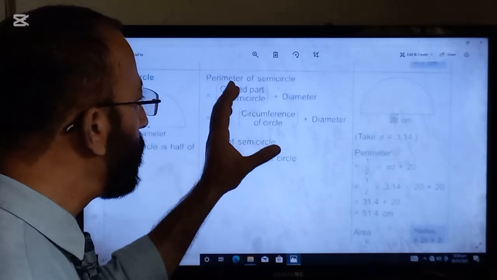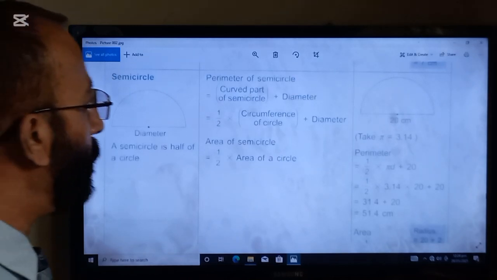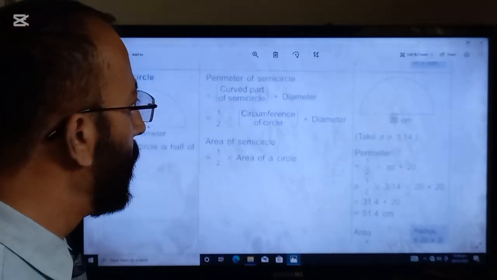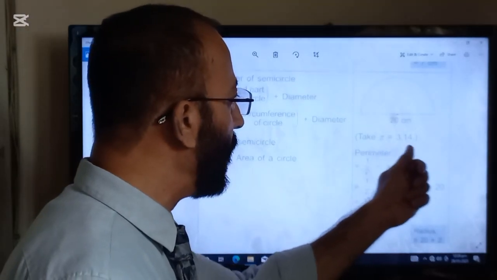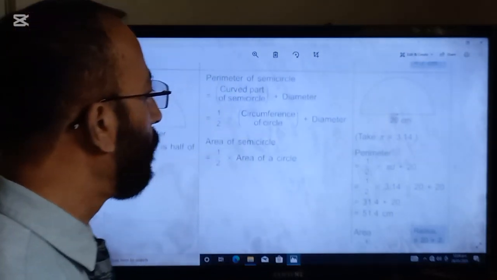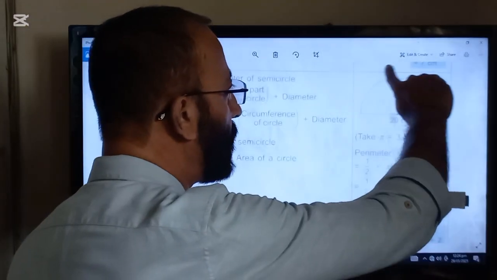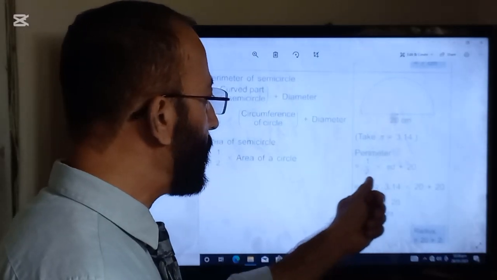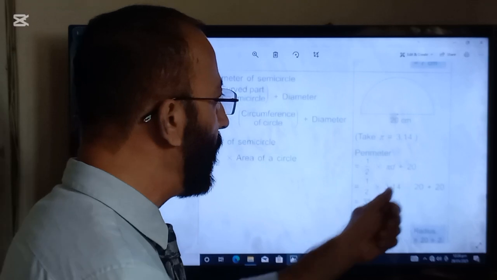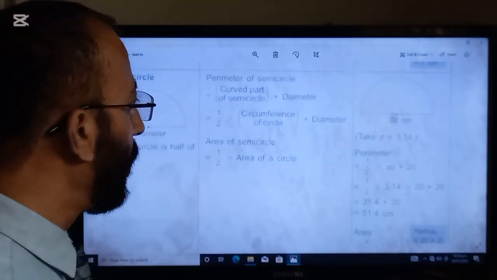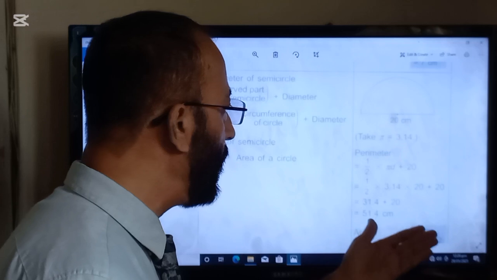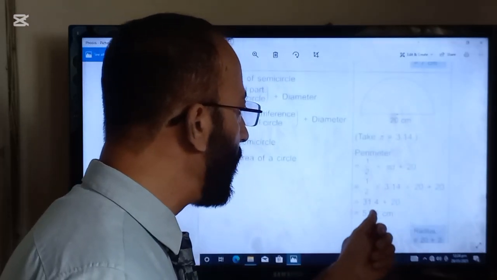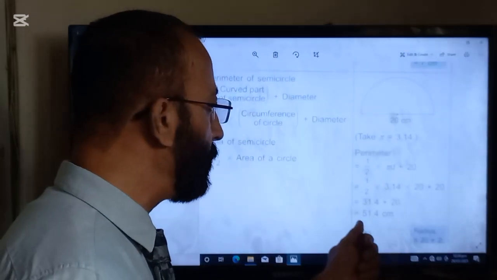Now we will explain these concepts through an example. For example, here we are having a semicircle that is having a diameter 20 centimeter. Take pi is equal to 3.14. Here is the condition that you have to follow. Now the perimeter will be equal to curved part of the semicircle plus diameter. So 1 by 2 into pi d. This is the curved part of the semicircle and plus diameter, that is 20. After putting values into the formula, you will get the answer. D is 20 and all the other values will remain as it is. Pi's value is 3.14. Solve it on the calculator, you will get the answer.